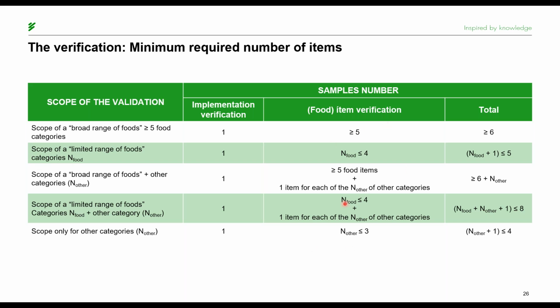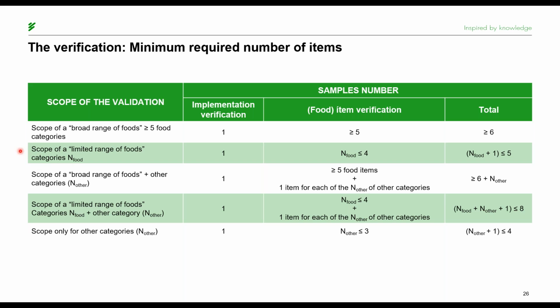Then it can be a bit confusing for the item verification, but this will depend on the scope of our lab. We could sum it up as in broad range of foods, a minimum of 6 items, 1 plus 5 of at least 5 different categories, so at least 6. If the scope is limited to X number of food categories, less than 4, it would be 1 plus X number, in total maximum 5.